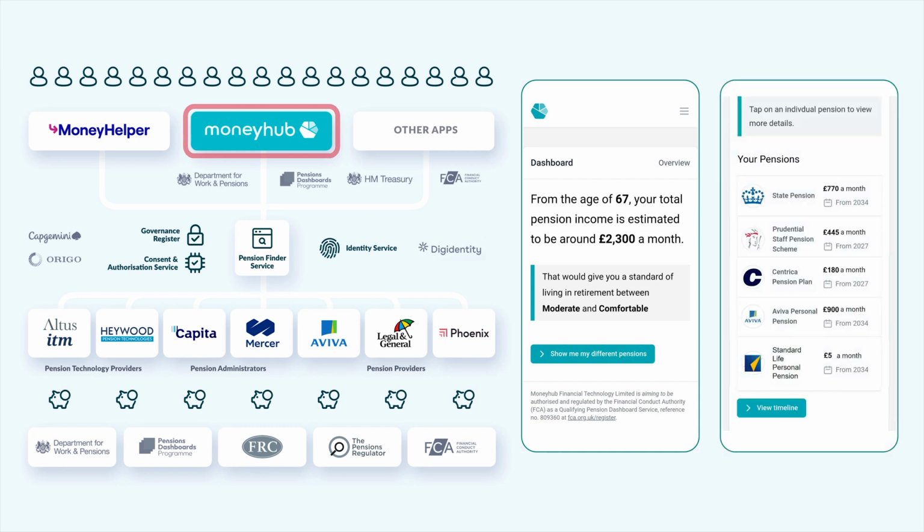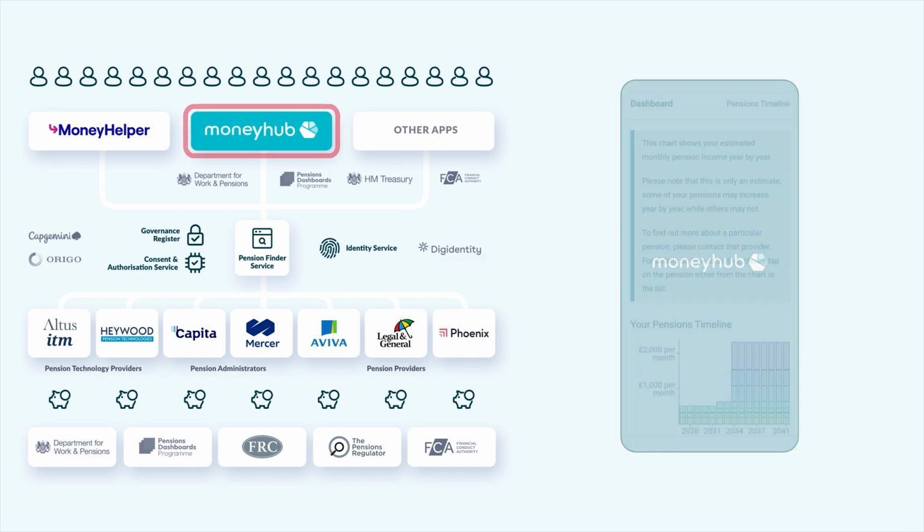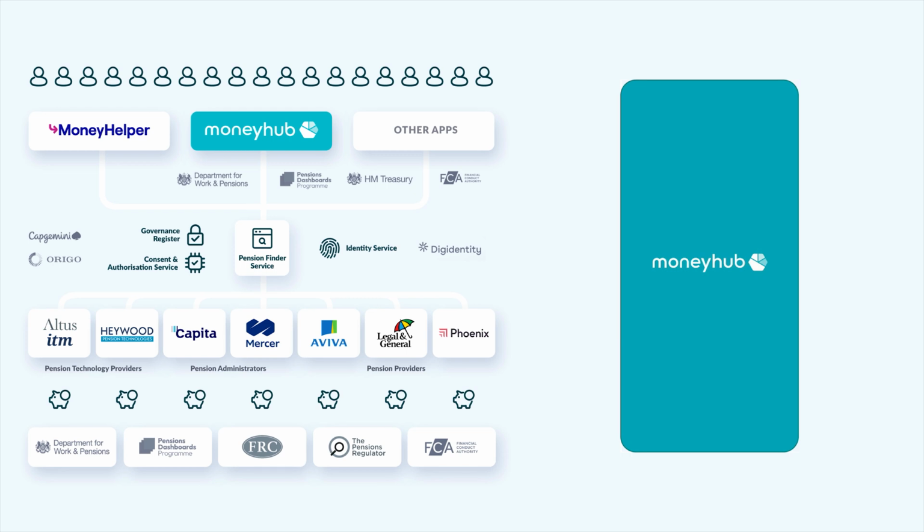Tapping Show me my different pensions brings up a list with state pension at the top. As they have different payable dates, a graphical timeline display might also be helpful. When he logs out, none of the pension information he's just seen is retained by MoneyHub, although Richard might choose to export it if he wants to think about things in a bit more detail.